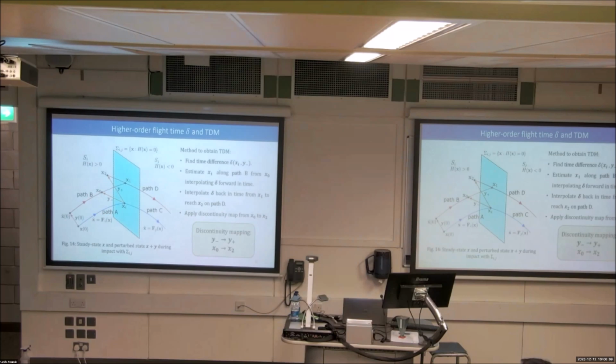So first, we're trying to find out the time difference for x0 to reach x1. Then we're trying to estimate the point x1 on the surface. And once we get x1, the idea is to Taylor expand ξ back in time by delta, but now x1 is governed by the vector field f_j. So once the perturbed vector reaches the point x0, we simply map from x0 to x2, or from y minus to y plus, and that is the discontinuity mapping.